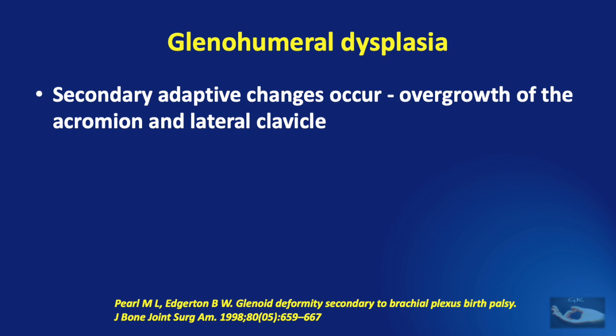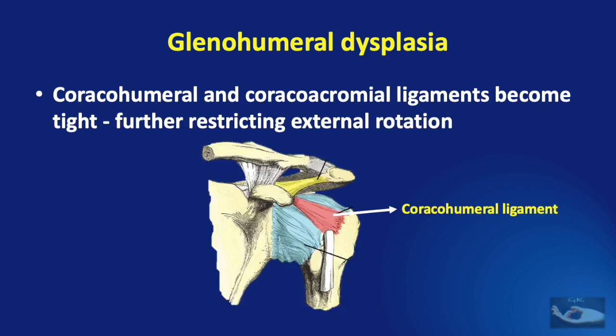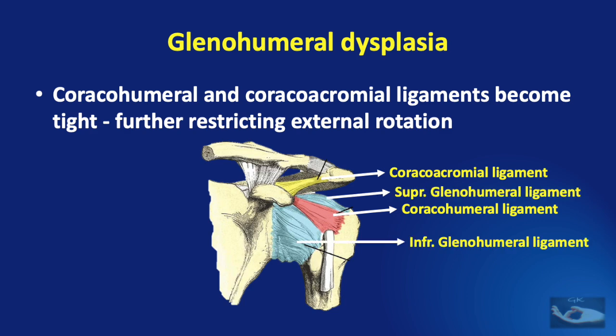Along with these changes in the joint, secondary adaptive changes occur, like overgrowth of the acromion and the lateral clavicle. Coracohumeral and coracoacromial ligaments become tight, further restricting external rotation. And as a consequence, the superior and inferior glenohumeral ligaments also become tightened.